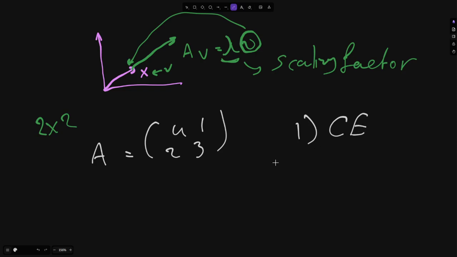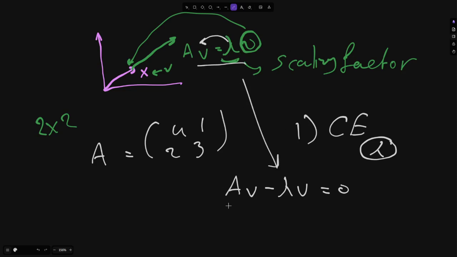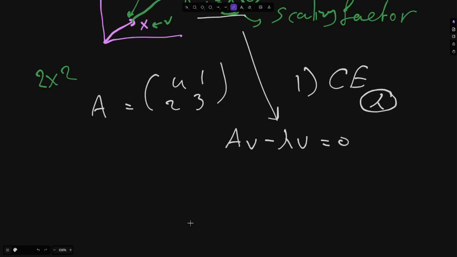So the characteristic equation is what we need to find the lambda itself. We want to find the lambda such that Av minus lambda v is equal to 0. That comes from this equation. If we bring the lambda to the other side, it becomes Av minus lambda v equals 0. As we want a non-zero solution, we subtract the lambda value. So we set the determinant to 0.